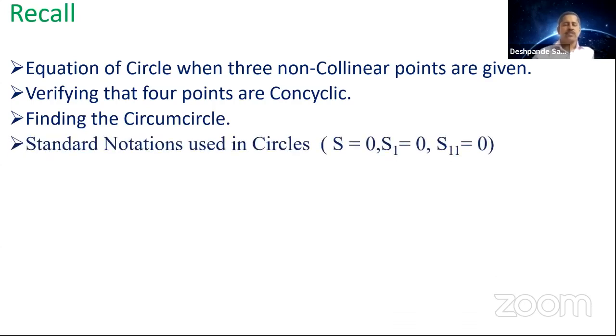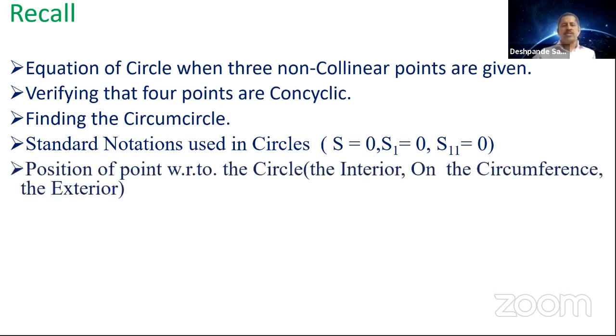Then we used some standard notations like S = 0. The general standard equation of circle you called S = 0, that is x² + y² + 2gx + 2fy + c. Likewise S1, then S11. Then we discussed the position of a point with respect to the circle, whether the point is inside the circle, on the circumference of the circle, or in the exterior of the circle. The position of the point we can know by the value of S11.